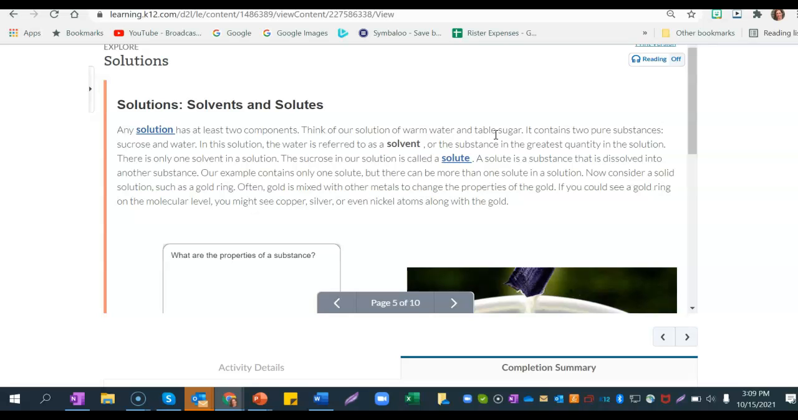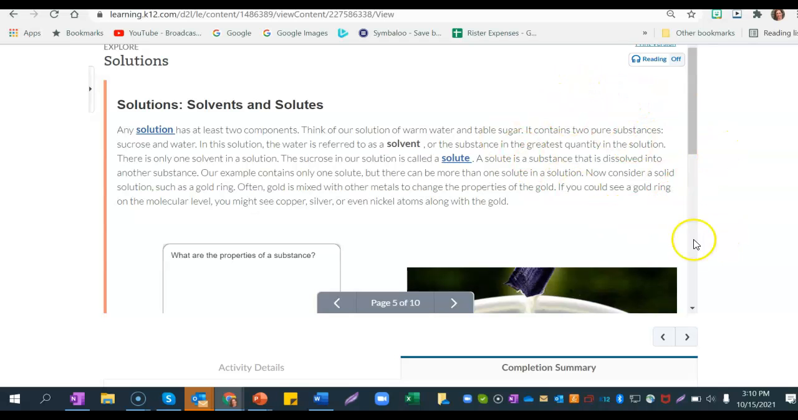Now consider a solid solution, such as a gold ring. Often gold is mixed with other metals to change the properties of the gold. If you see a gold ring on the molecular level, you might see copper, silver, or even nickel atoms along with the gold.